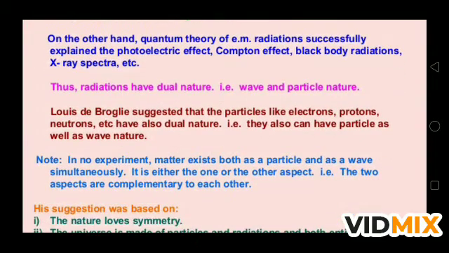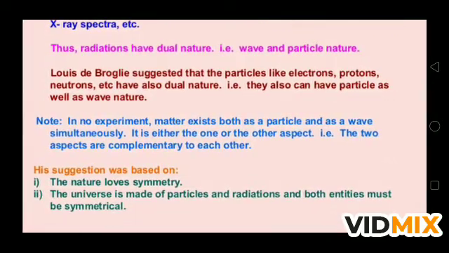So radiation has dual nature, that is, wave and particle nature. Louis de Broglie suggested that particles like electron, proton, neutron, etc. also have dual nature. That is, they can have particle as well as wave nature. In no experiment does matter exist both as a particle and as a wave simultaneously. It is either one or the other aspect, that is, the two aspects are complementary to each other.